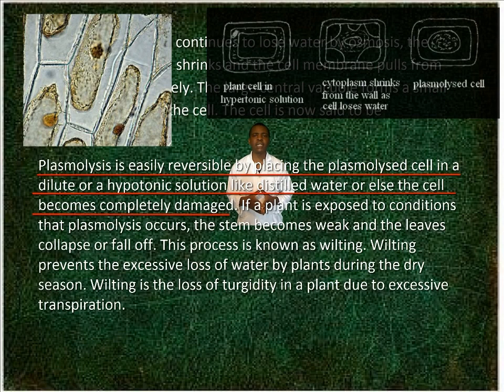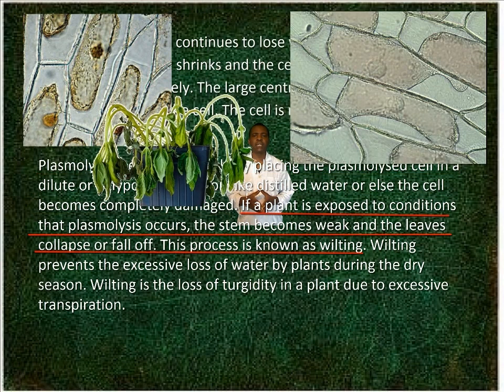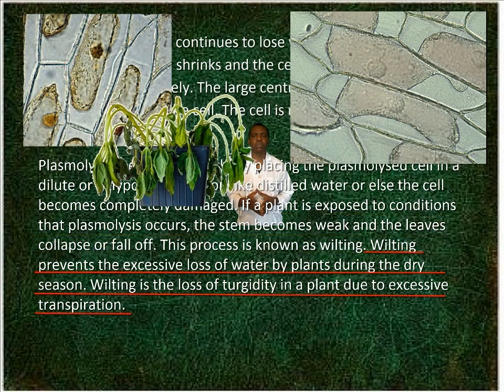Plasmolysis is easily reversible by placing the plasmolysed cell in a dilute or a hypotonic solution like distilled water, or else the cell becomes completely damaged. If a plant is exposed to conditions that plasmolysis occurs, the stem becomes weak and the leaves collapse or fall off. This process is known as wilting.